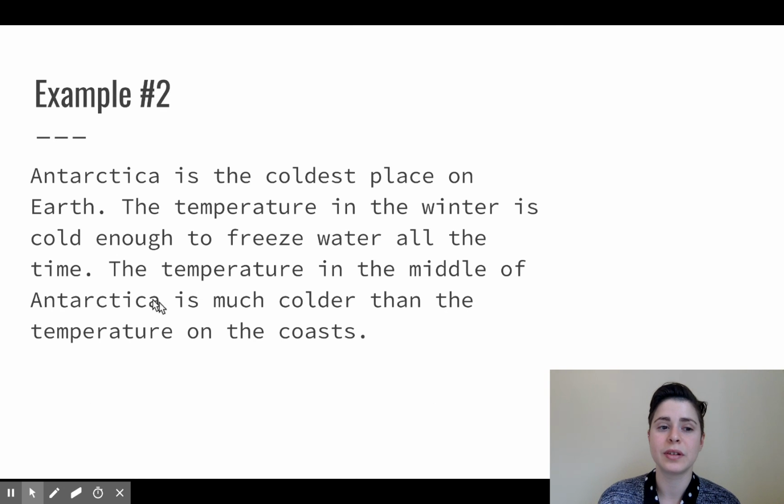Example number 2. Antarctica is the coldest place on Earth. The temperature in the winter is cold enough to freeze water all the time. The temperature in the middle of Antarctica is much colder than the temperature on the coasts.